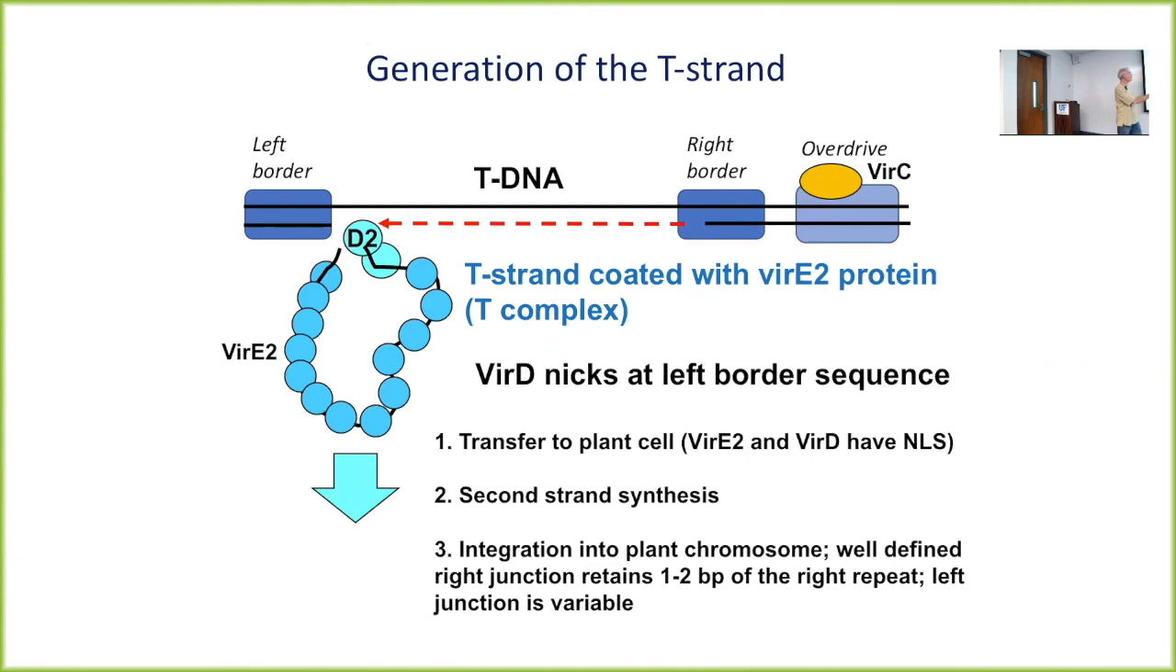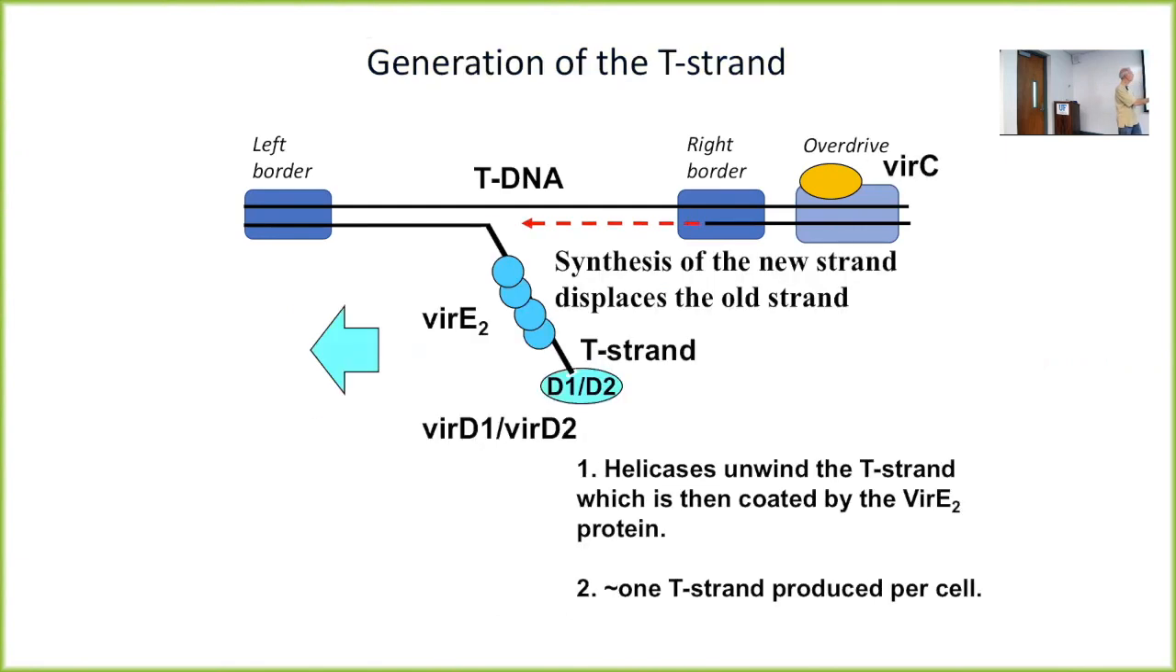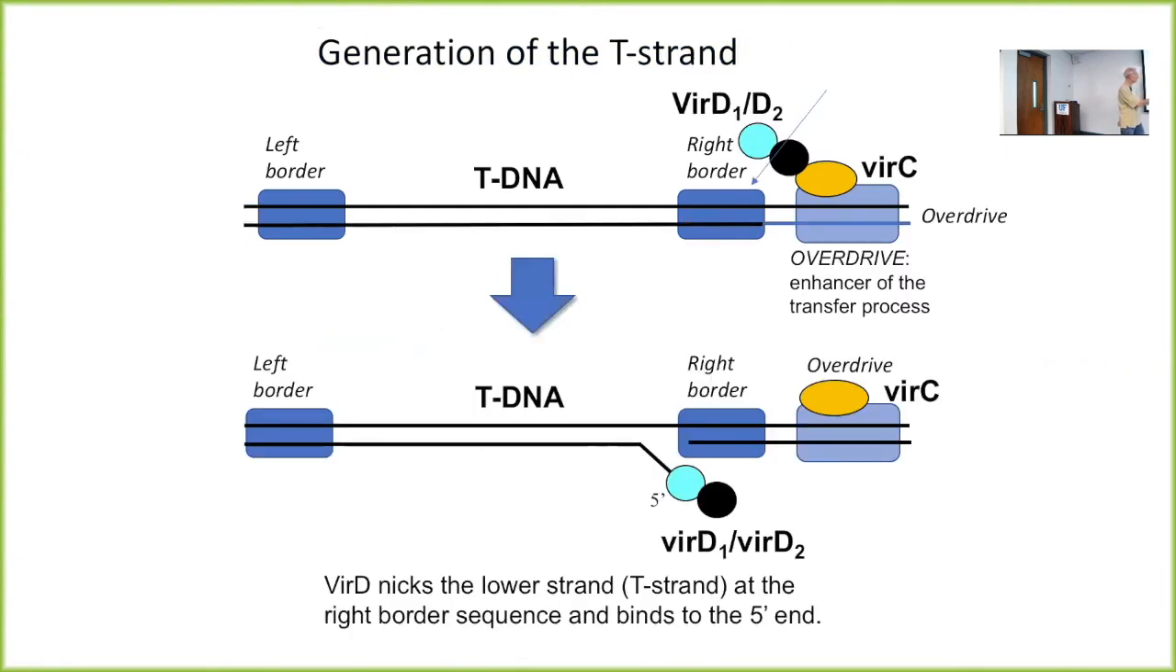Right border, left border. So the first thing to happen is VirC binds to this overdrive sequence. VirC has affinity for this VirD1, VirD2 complex. So that's now two reasons VirD1, VirD2 has for binding right before left. It's an example of cooperativity. Strongly favored to remain stuck here first.